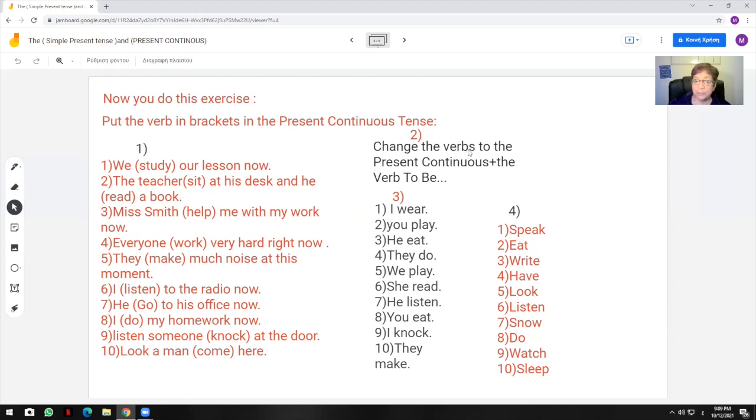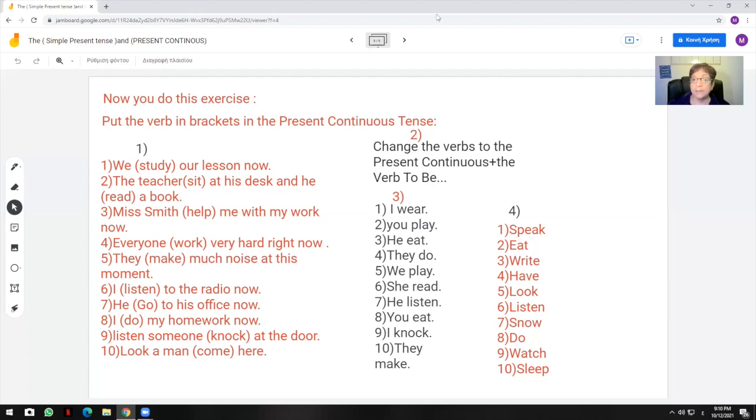Change the verbs to the present continuous tense plus the verb to be, and the verbs are I wear, you play, he eat, they do, we play, she read, he listen, you eat, I knock, they make. Speak, eat, write, have, look, listen, snow, do, watch, and sleep.